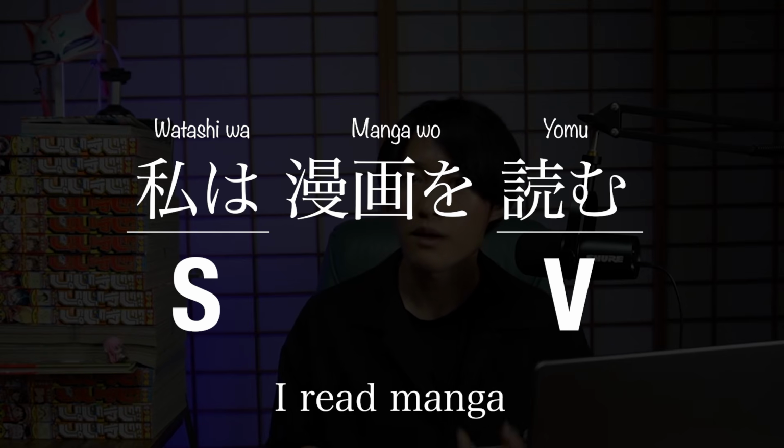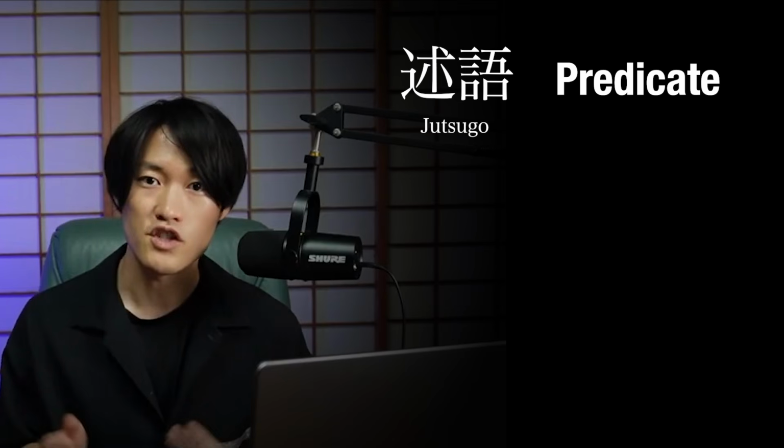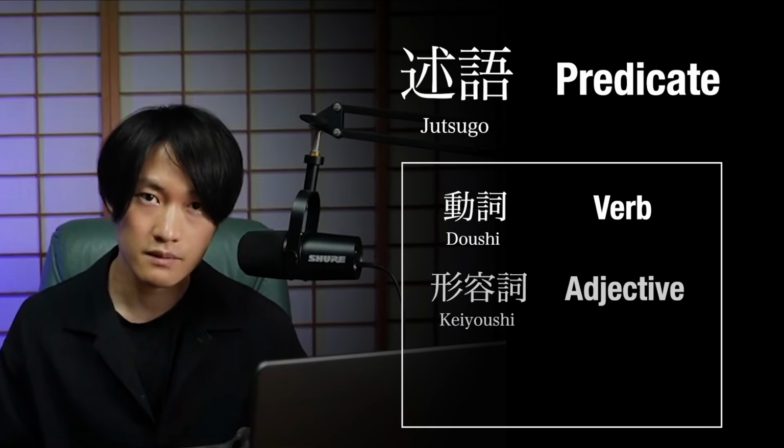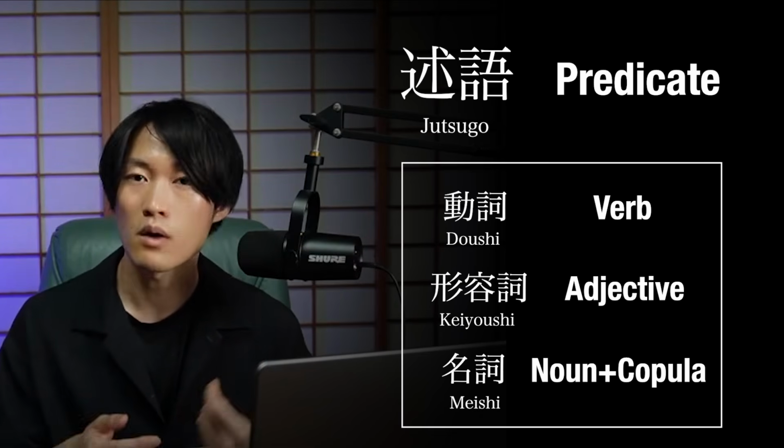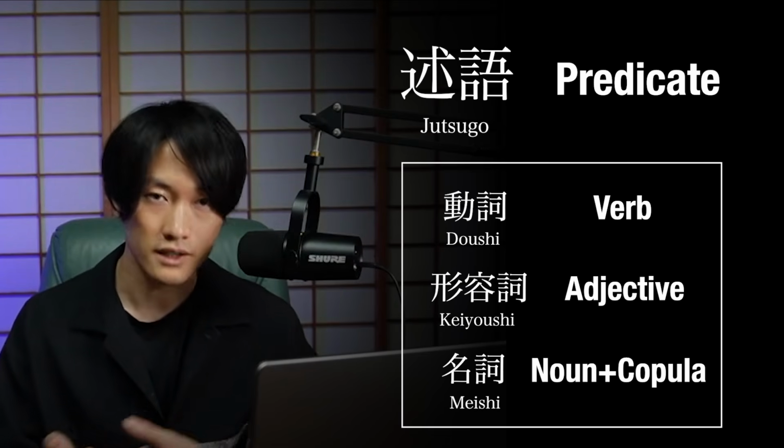As you can see, one of the key features of Japanese is that the verb comes at the end of the sentence. Here's something important to keep in mind. In many languages, the verb tends to be the core or backbone of the sentence, but in Japanese, what really matters is not just the verb, it's the idea of the predicate, or jutsugo in Japanese. Predicates in Japanese can be verbs, adjectives, or a noun followed by the copula, like desu or da.